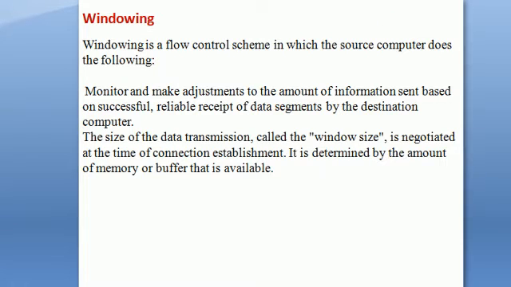Windowing. Windowing is a flow control scheme in which the source computer does the following. Monitor and make adjustments to the amount of information sent based on successful, reliable receipt of data segments by destination computer. The size of data transmission, known as the window size, is negotiated at the time of connection establishment. It is determined by the amount of memory or buffer that is available.